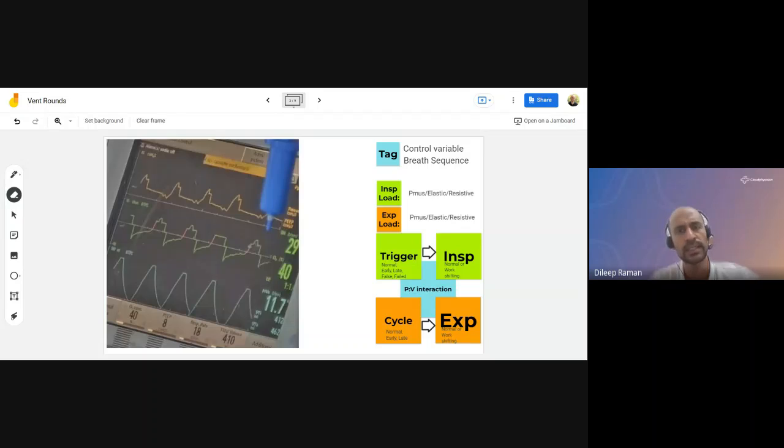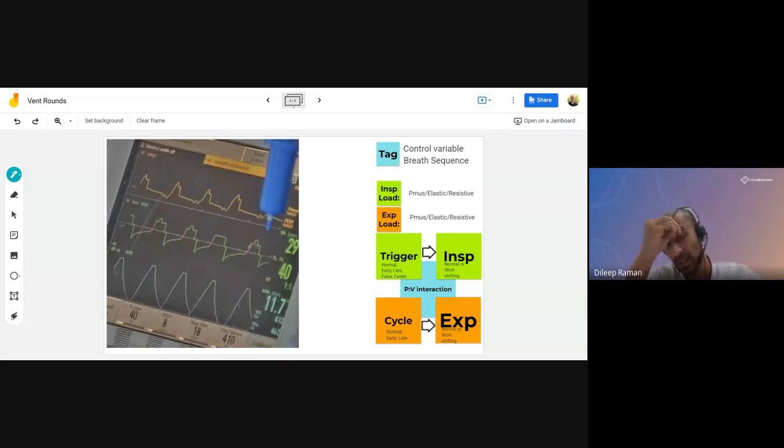So the one you're seeing on the screen is a Mackie, and what you're seeing is a flow trigger. Mackie has both pressure and flow trigger. How do we know that this is flow trigger? Because Mackie colors it pink. Mackie will color the waveform that is triggering the breath. If this was pressure trigger, Mackie would color this white. But this is flow trigger. And the functionality is the same.